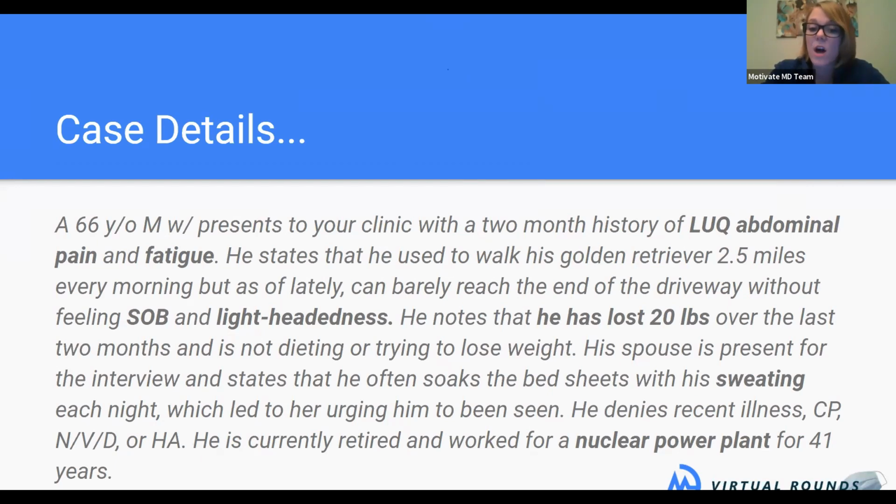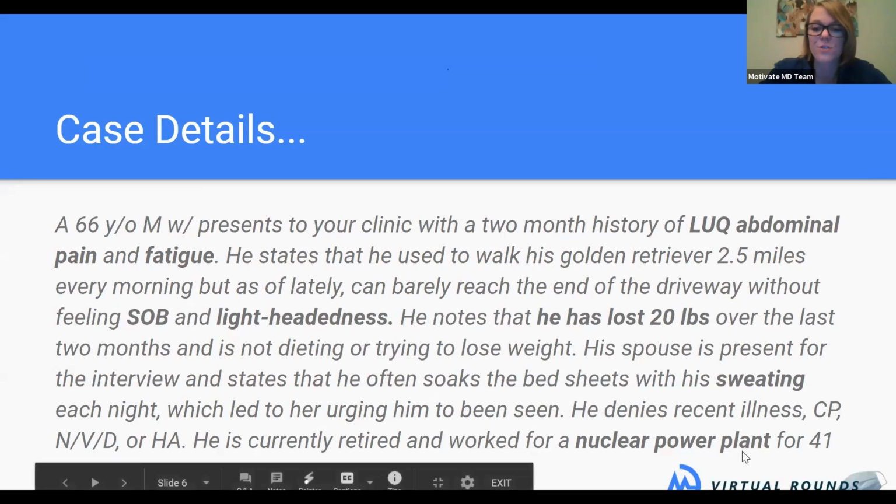He notes that he's lost 20 pounds over the last 2 months. It is not dieting or trying to lose weight. His spouse is present for the interview and states that he often soaks the bed sheets with sweating each night, which led to her urging him to be seen, which you'll find out is often the case. It's always the spouse who makes them come in.